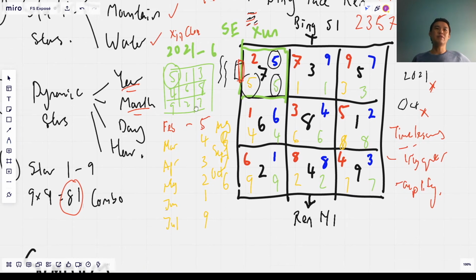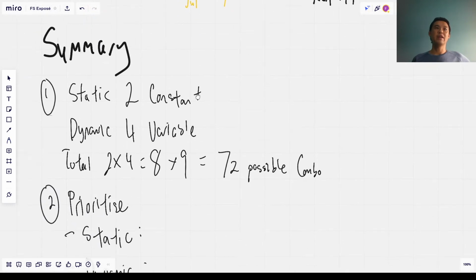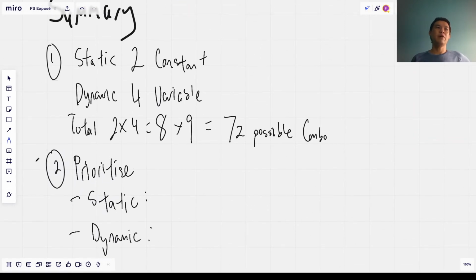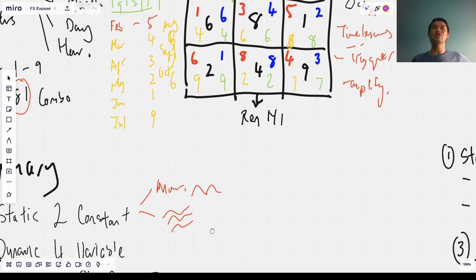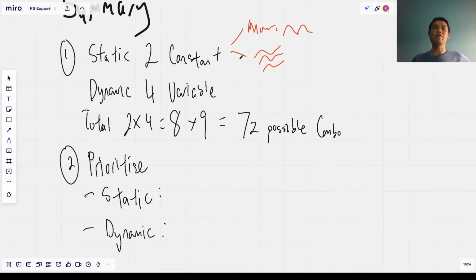Okay, but here comes the question. So tentatively, we have two constants. The period 3 actually, but we don't really use the period here, which is the mountain, and the water. The water star, this is constant, like what I've just said, the 2 and the 5. The 2 and the 5 at the Xun sector doesn't change. It's a constant.